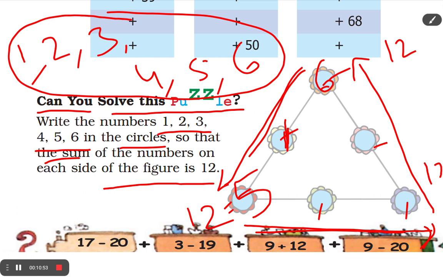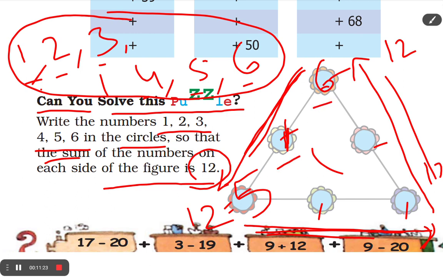Did you understand this one, how to do? You are given here 6 numbers: 1, 2, 3, 4, 5, 6. Now we have to arrange these 6 numbers in these circles to get 12 on each side. This triangle has 3 sides: side 1, side 2, side 3. So suppose, for example, I took 6 here and I wrote 1 here. So 6 and 1 is 7, and 7 and 5 is 12.